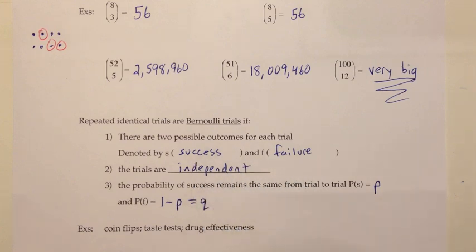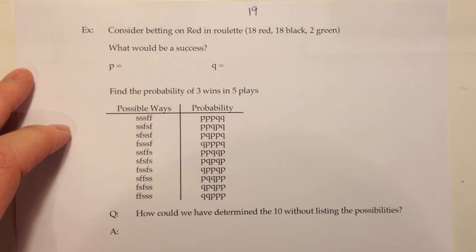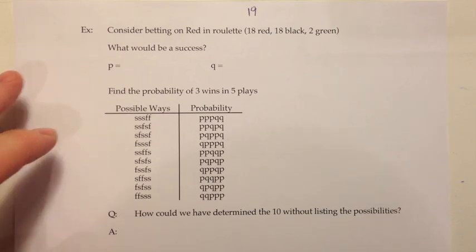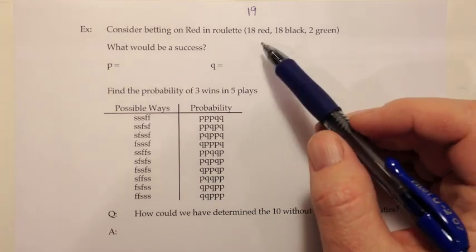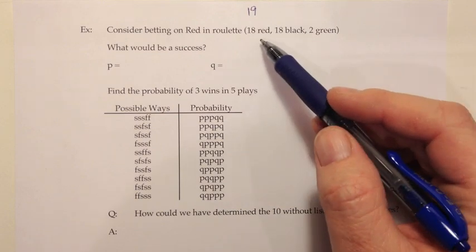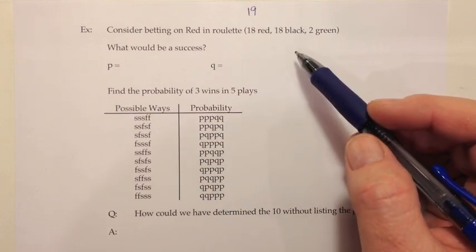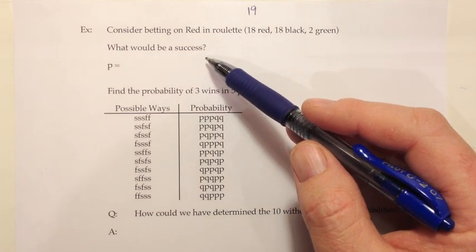Alright, so there's our setup, and we'll move to the next page and look at an example. Alright, so as our example for Bernoulli trials, we're going to look at a situation where we're betting on red in the game of roulette, and in a roulette wheel there's 18 red numbers, 18 black numbers, and 2 green numbers, and all of those 38 slots are equally likely to have the ball land in them. And they ask us what would be a success.